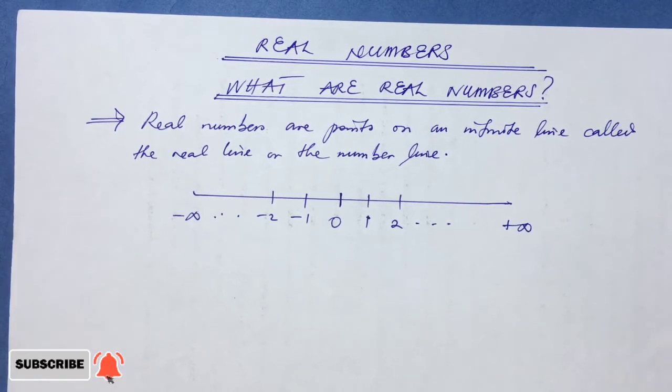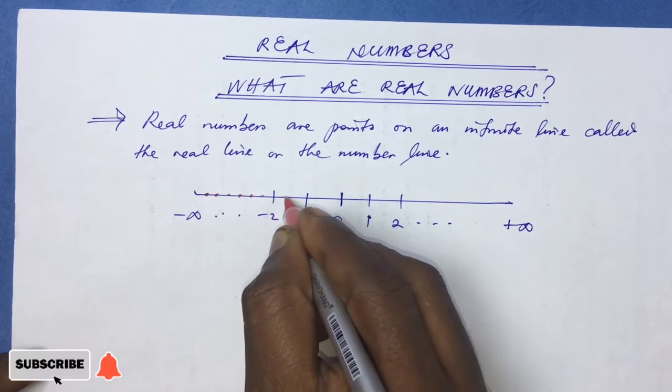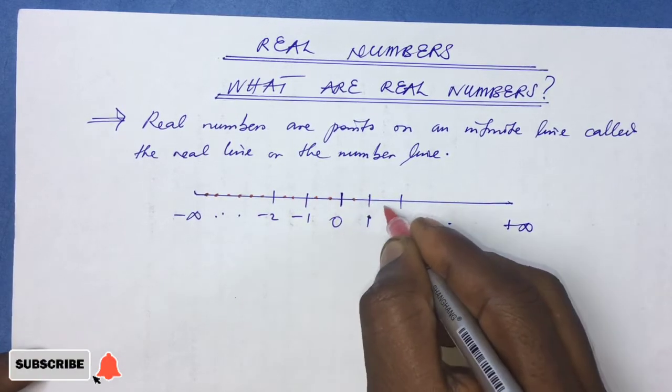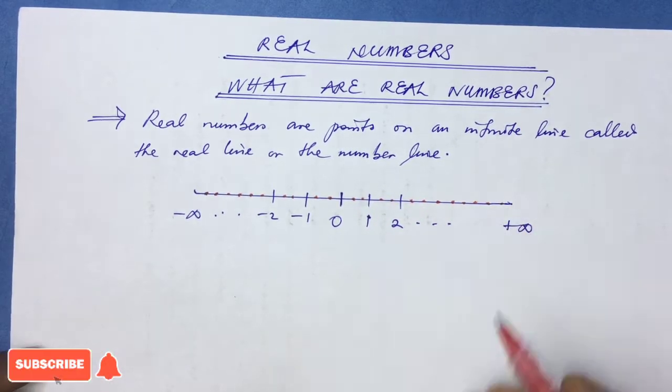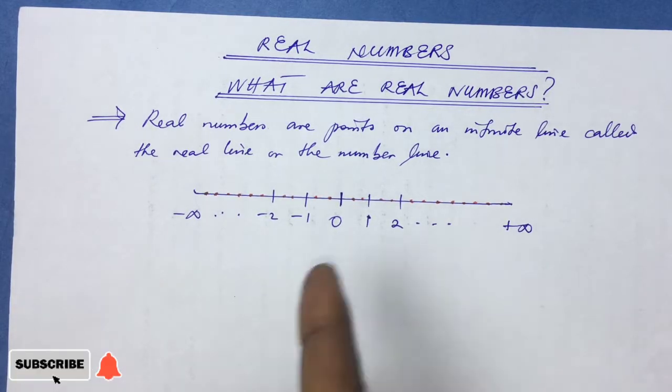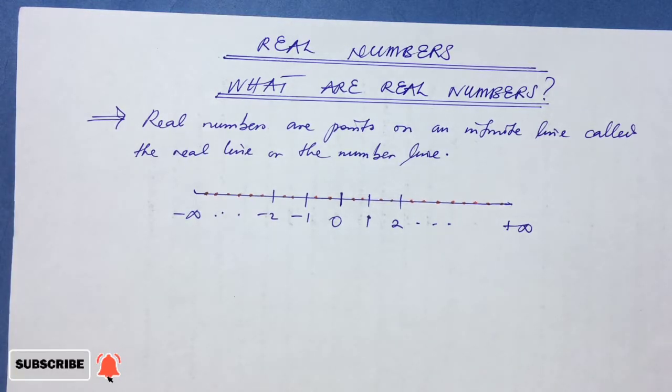Now, it so happens that on this line there are so many points, an infinite number of points, and each of these points represents what we call real numbers. So every number that is a real number can be found as a point on this line that is infinite in nature, because to the left it goes to infinity, to the right it goes to infinity. That is negative and positive respectively. So that gives a kind of definition to what we call real numbers, that they are points on an infinite line called the real line or the number line.